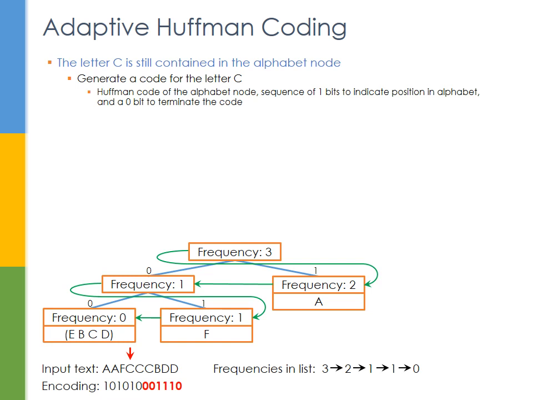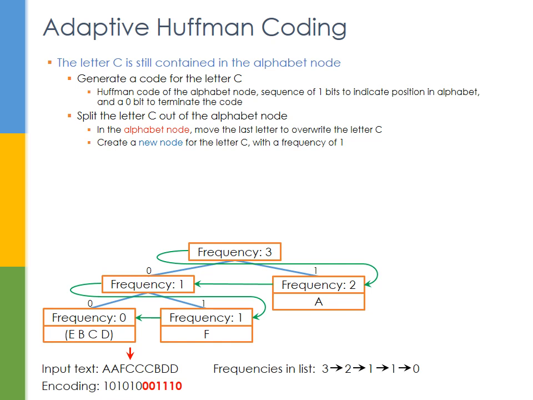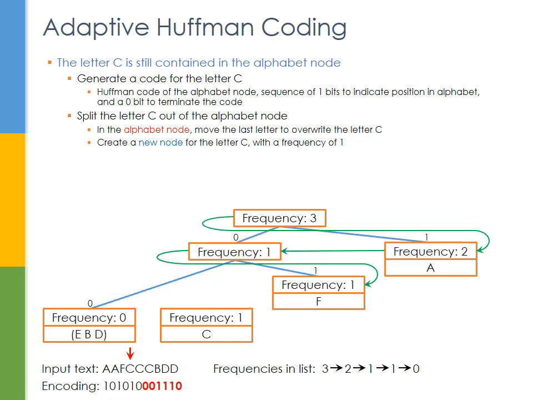We now need to create a node for the new letter that we've encountered. So we do this once again by updating our alphabet. Within our alphabet node, we take the last value in the alphabet, which is D, and we move it to replace the letter C that we are currently dealing with, and we remove C then from the alphabet as a result. So that's what we've done over there. Next, we need to create a new node, which we've done here. So we've created a new node for the letter C, and we've set its frequency to 1.